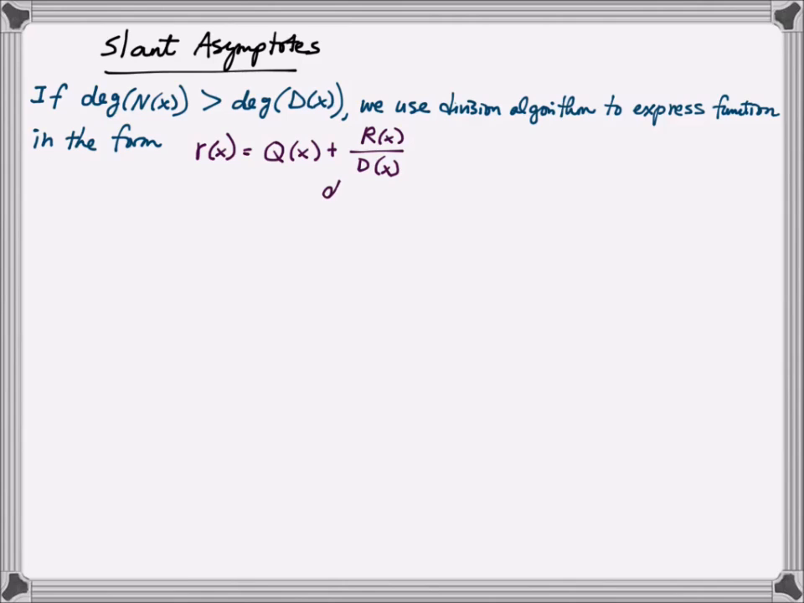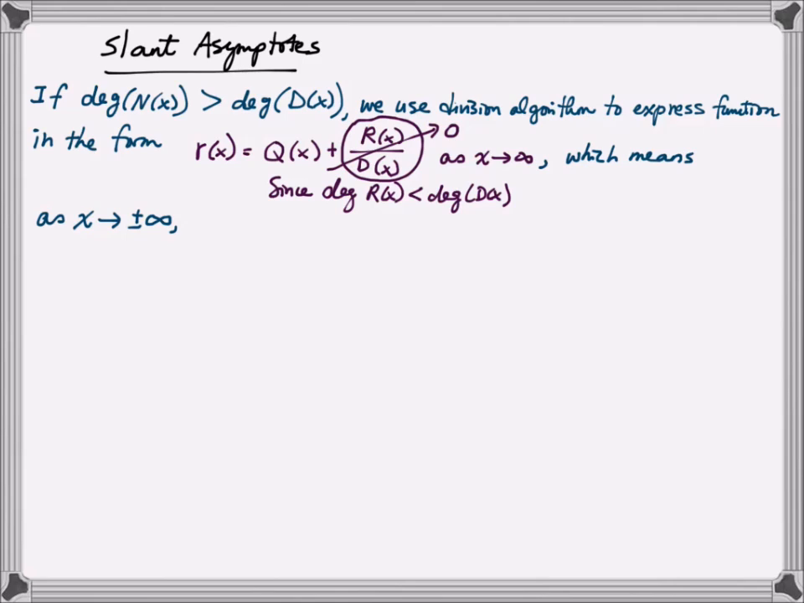The division algorithm guarantees that the degree of the remainder polynomial is always less than the degree of the divisor polynomial, which means that as x goes to infinity, this expression would eventually go to 0, because the denominator polynomial dominates over the remainder polynomial on top. As x grows larger, this expression gets smaller and eventually goes to 0. What this means is that as x goes to positive or negative infinity, the rational function r of x approaches the quotient function q of x.